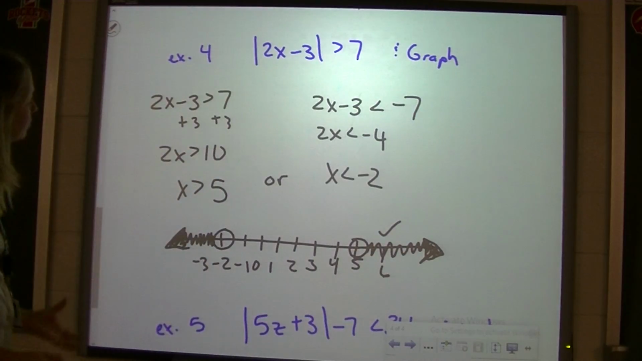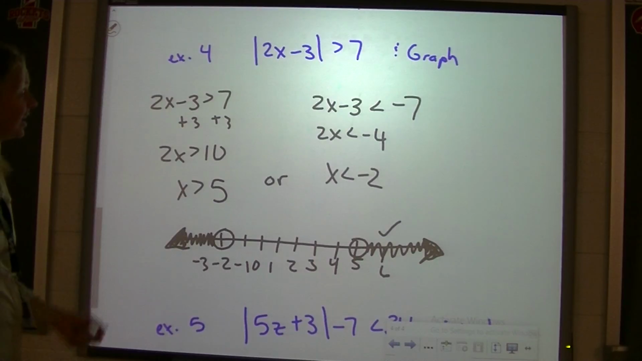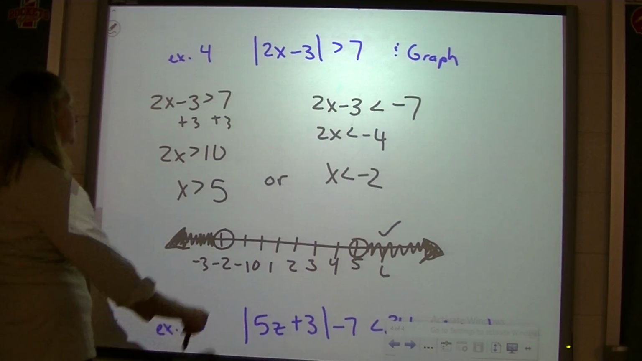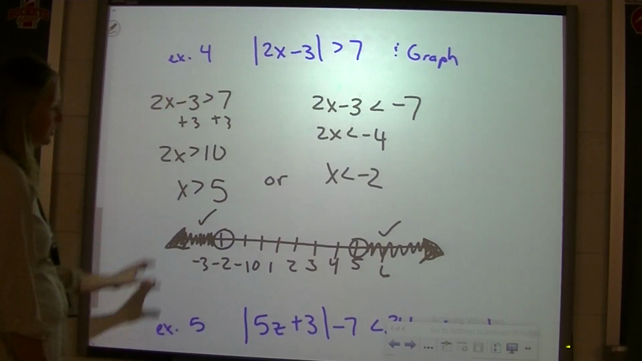Let's check here. Negative 3. 2 times negative 3 is negative 6. Negative 6 minus 3 is negative 9. Absolute value negative 9 is positive 9. So that checks as well. So we're good.